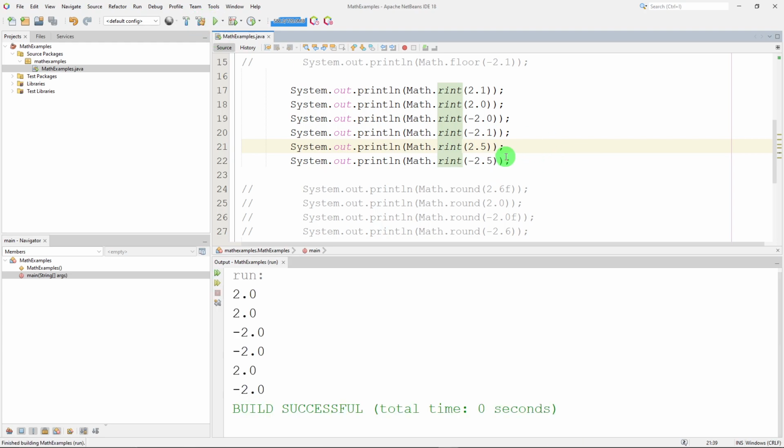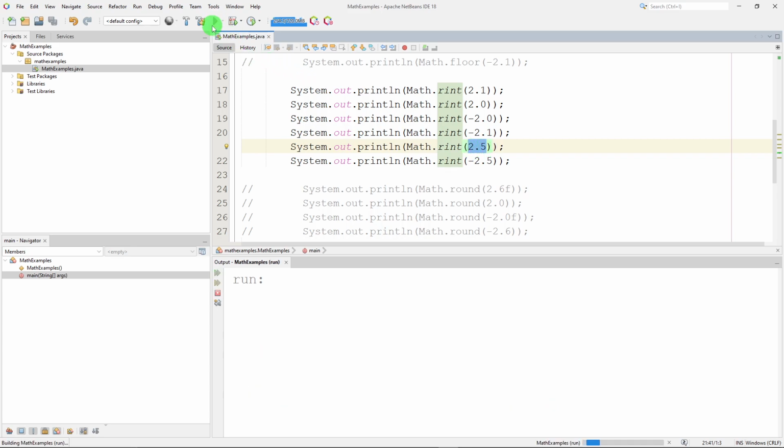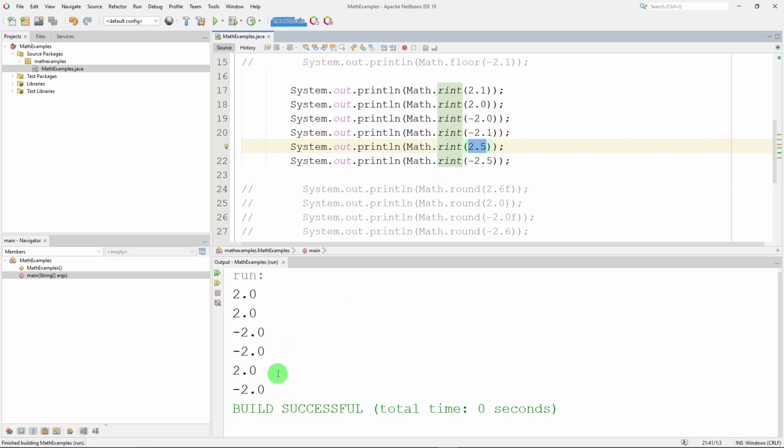All right, so this might seem a little strange. 2.5 you would think would go up to 3. I misspoke a little bit earlier when I said this is traditional rounding. 2.5 is equidistant from 2 and 3. So when we do rint, it actually looks for the closest even number in this case. So in this case, the closest even number would be 2, not 3. So when it's a tie like that, it goes to the nearest even number. So this is a little bit different than rounding. If I go even slightly higher, if I make this 2.51, it'll go up to 3.